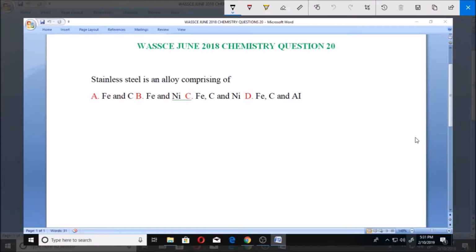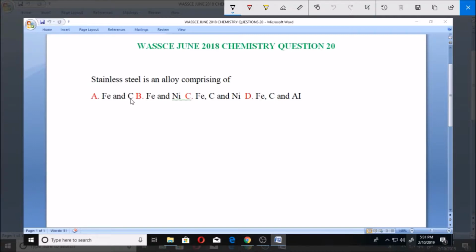Now let's look at question number 20 for chemistry past question for 2018 WAEC. Stainless steel is an alloy comprising of option A, iron and carbon. Actually, in this question we can be seeing this C as chromium. I think this is actually a mistake. It should be chromium. Well, in any case, I'm going to still explain how we arrived at the answer.